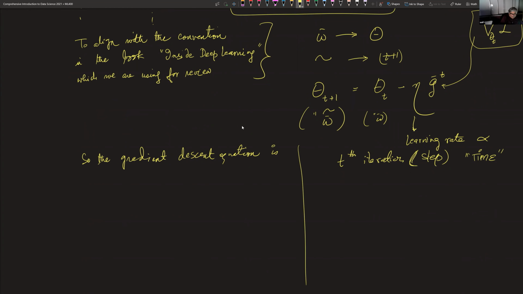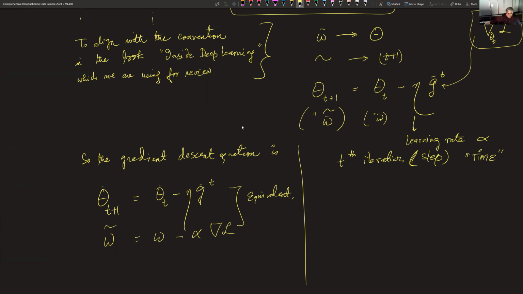So according to this, theta t plus 1 is equal to, I'll just repeat it here, theta t minus eta g t. Obviously the vector is assumed, and I will deliberately write it in our notation, for whatever it's worth. This is equal to the previous iteration minus alpha times the gradient of the loss. These two are equivalent, but with different symbolic conventions.